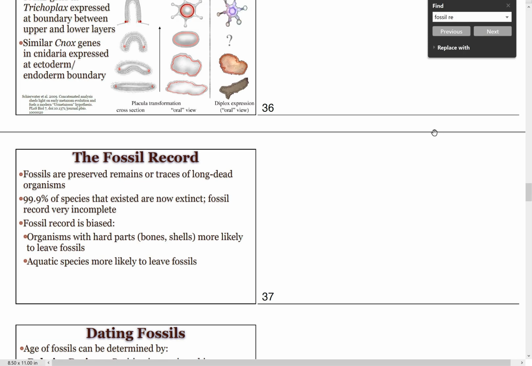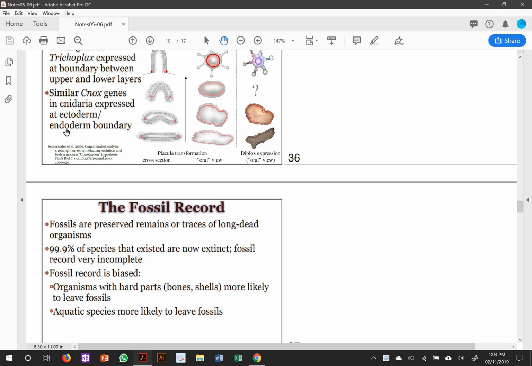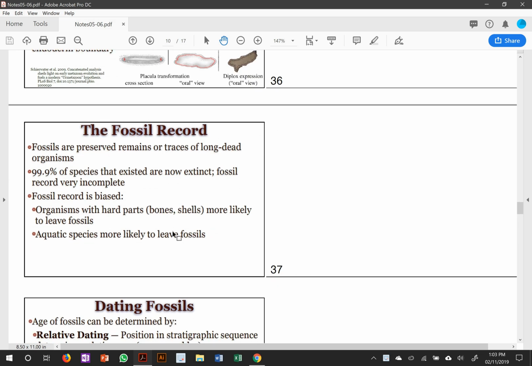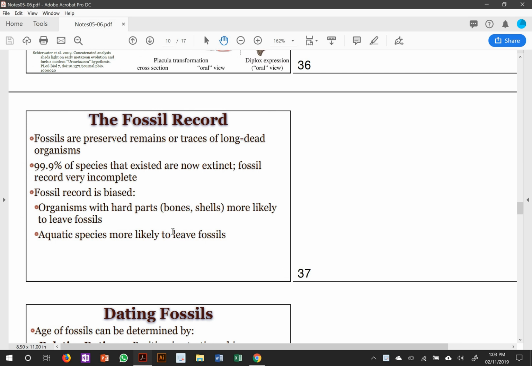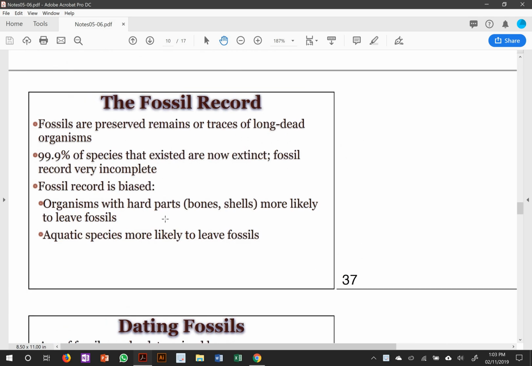Also, when we have just hard part fossils, it means we're often missing a lot of the anatomy of the organism. In addition, aquatic species are much more likely to leave fossils. That doesn't matter so much for the early origins of animals, perhaps, but certainly later on, once animal life moves onto land, that's going to bias what kinds of fossils we see and what's more common. So the fossil record gives us a very incomplete picture. Only a very tiny percentage of the species that have existed have ever been discovered as fossils.